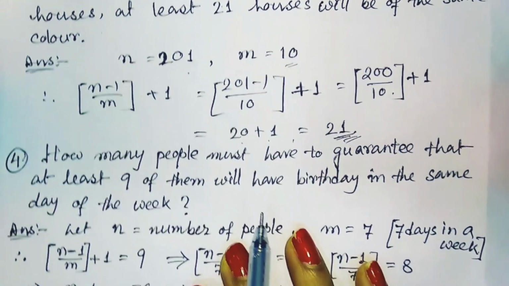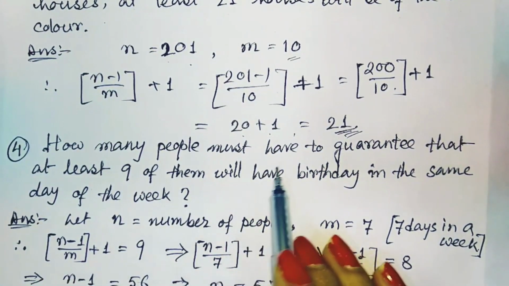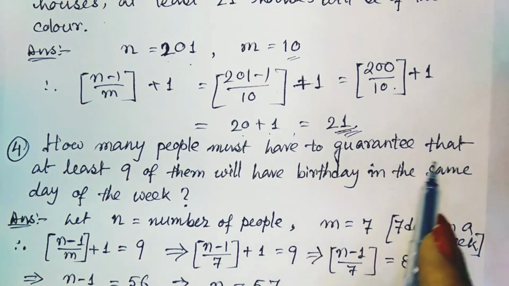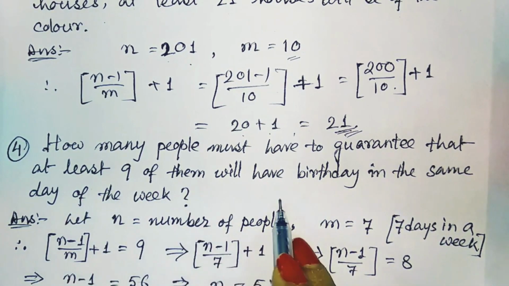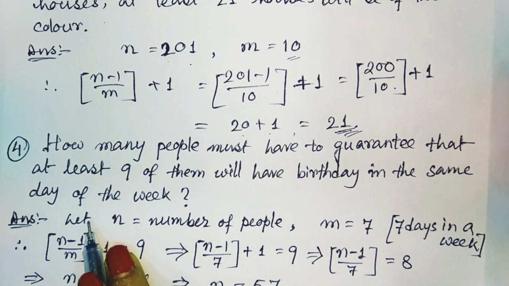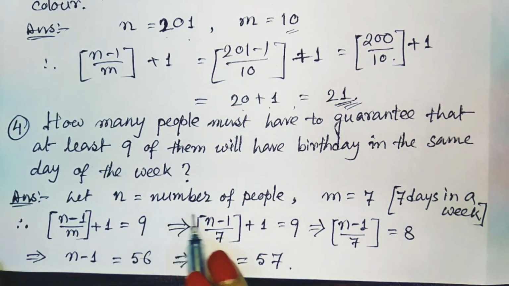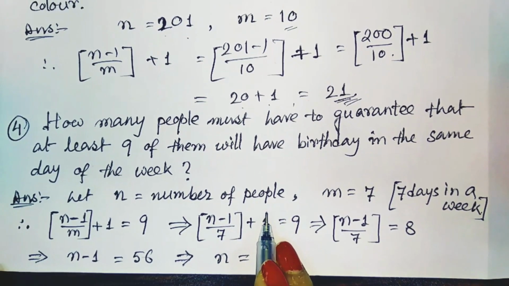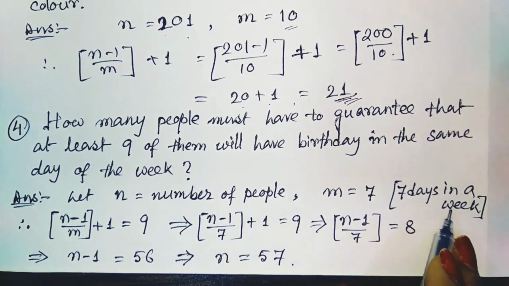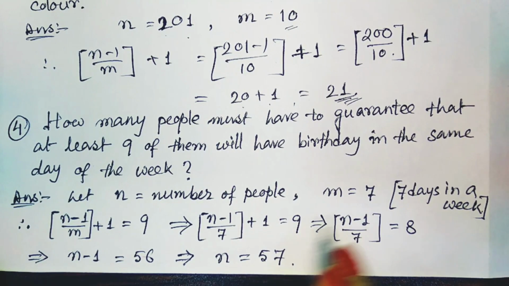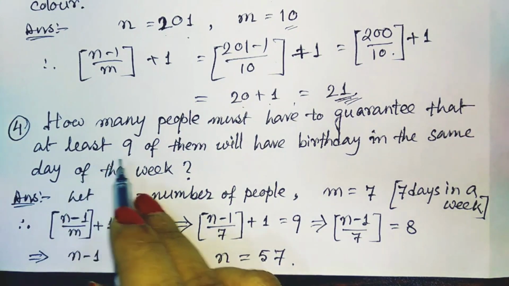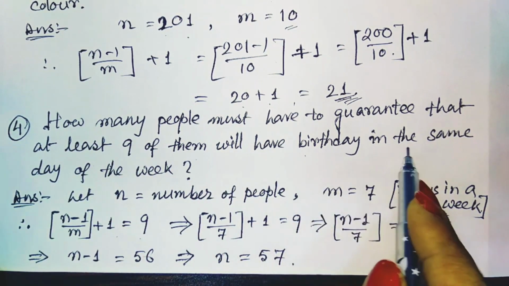The next question is: how many people are needed to guarantee that at least 9 of them will have a birthday on the same day of the week? So there are n people, and we don't know how many. And in a week there are 7 different days. According to the principle, that value should be 9, because it is given that at least 9 of them will have the same birthday.